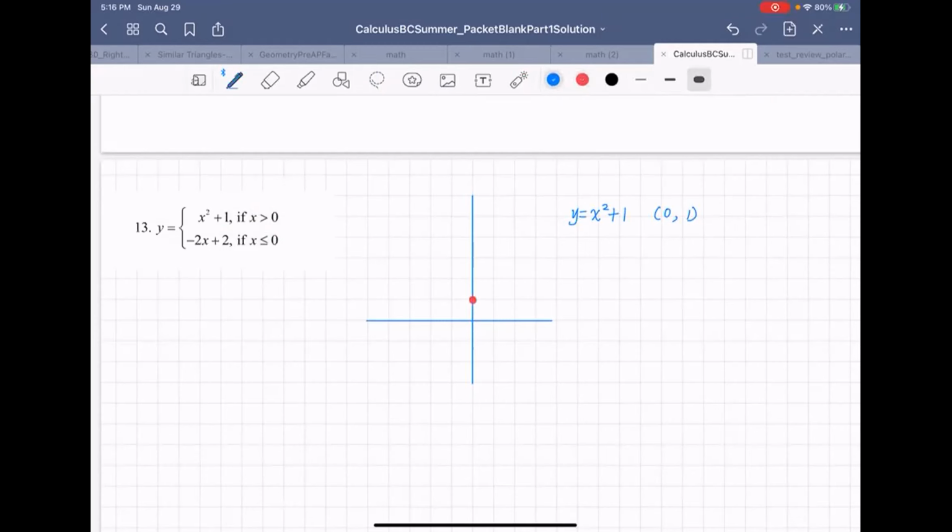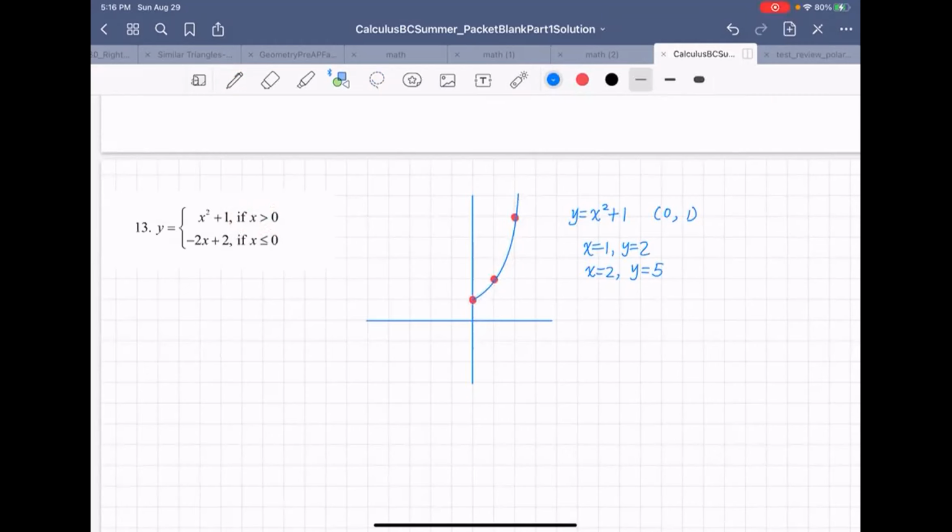When x equals 1, y is how much? 2. Very good. When x equals 2, 5. There you go. And then we can use smooth lines to connect them. Okay, that's a parabola.